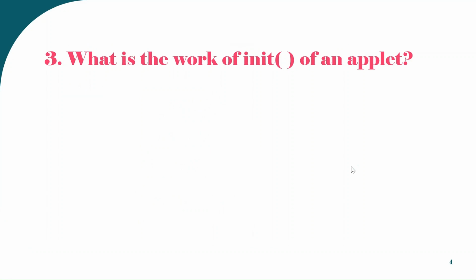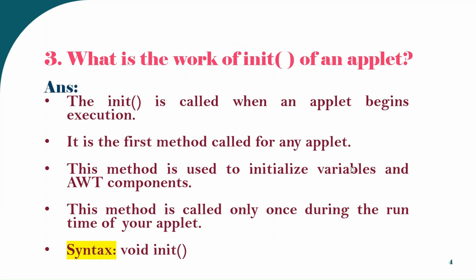What is the work of an init method of an applet? Now the init method is called when applet begins execution. So this is the first method we call for the applet execution. And this method is used to initialize variables as well as AWT components. So if you want to initialize any of the variables for an application, you can write. As well as we do a lot of AWT components like label, button, checkbox, radio button. Those can also be initialized here.